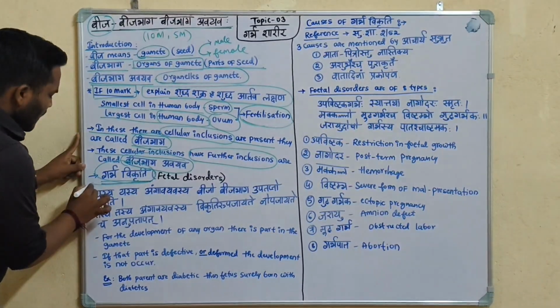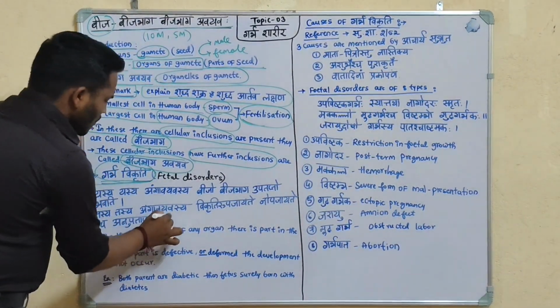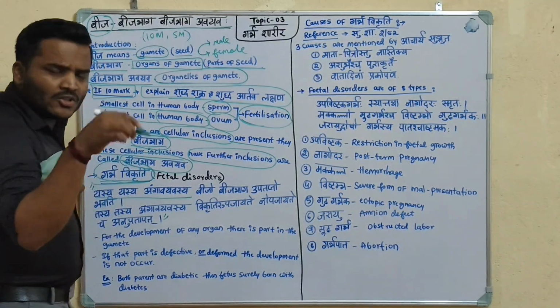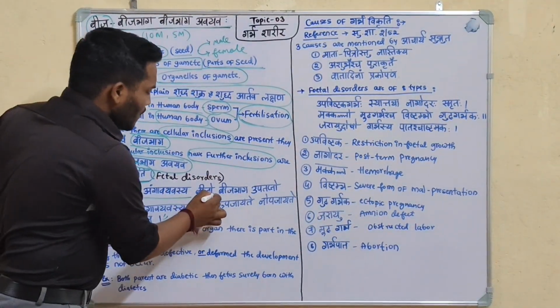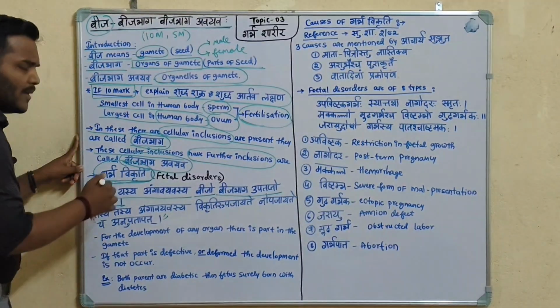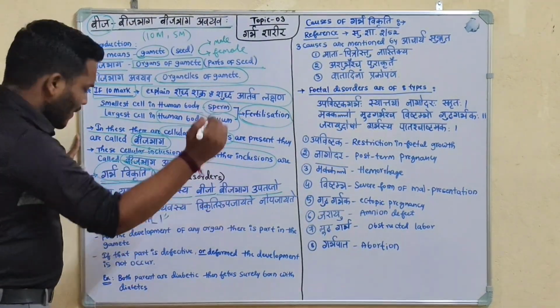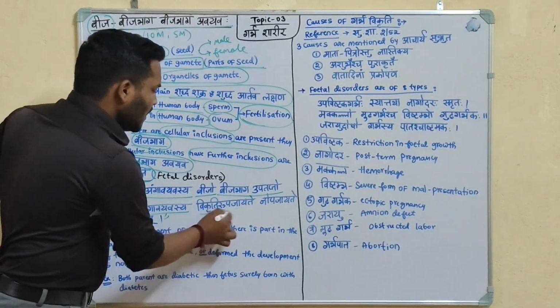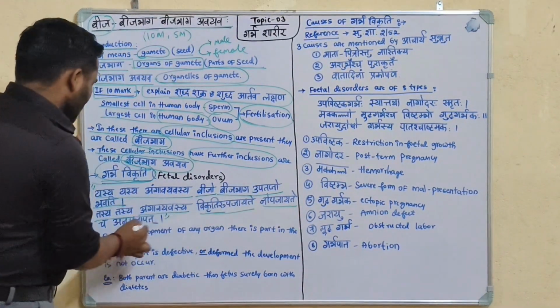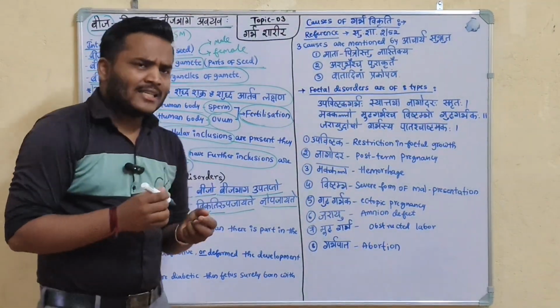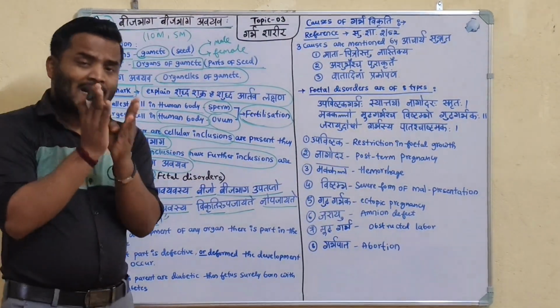Okay. The shloka goes like: yasya yasya anga avayavasya बीजो बीज भागा उपतप्तो भवति. तस्य तस्य अंग अवयवस्य विकृति रूप जायते न उपजायते च अनुपतापत. This shloka explains Garbha Vikruti, that is, fetal disorders.